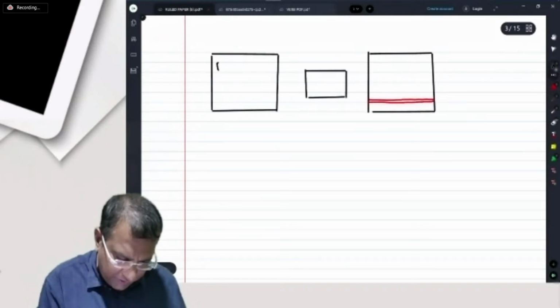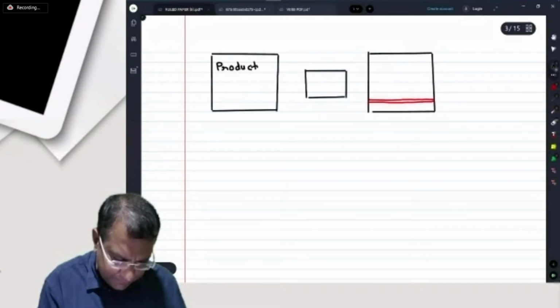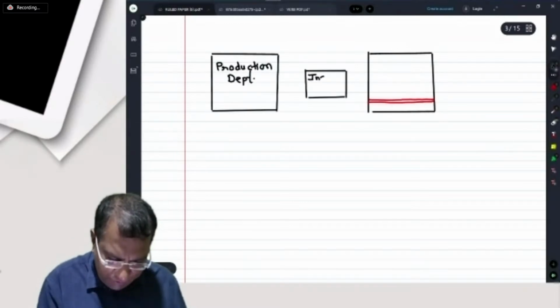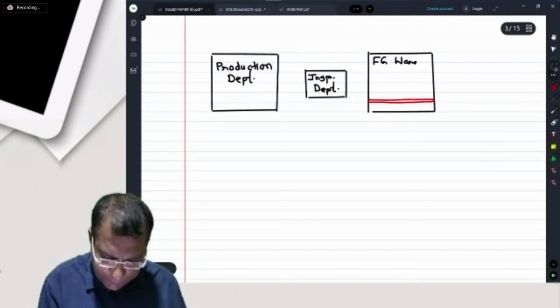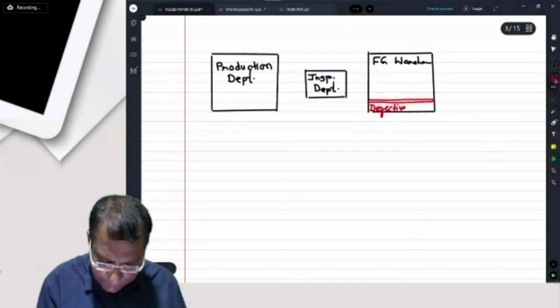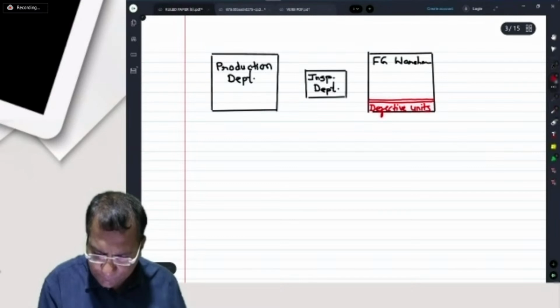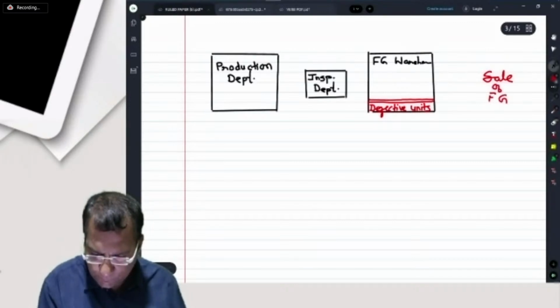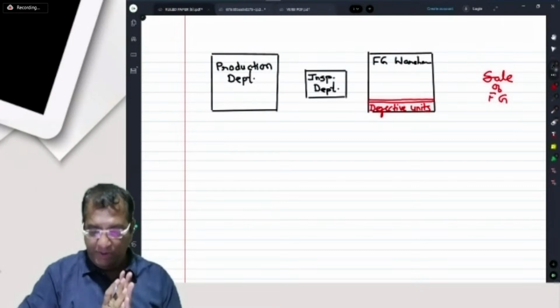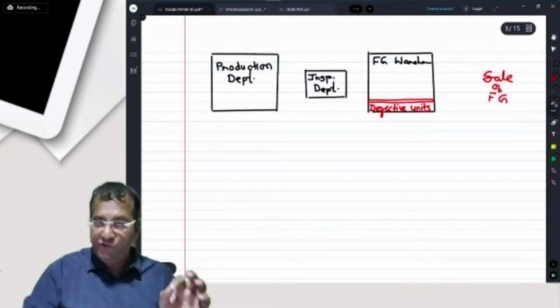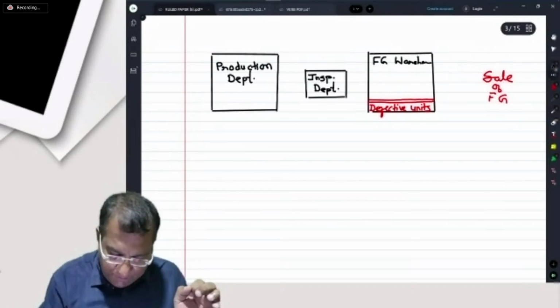Okay, so this is the production department. Once the production has been done, this is the inspection department. This is the finished goods warehouse. This is defective units. And this is sale of finished goods. Okay, beta. So what will be the procedure? Please listen very carefully, beta. It's very important. First of all, production will be done in the production department.